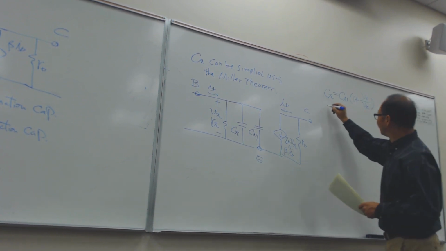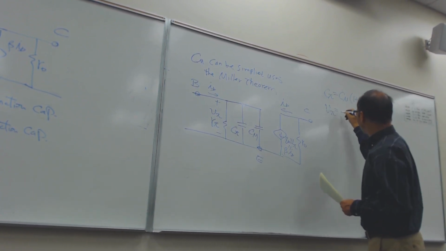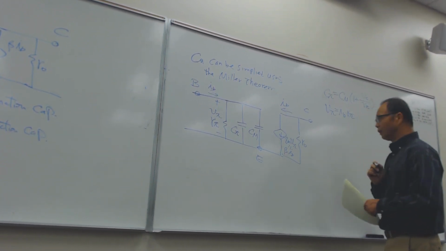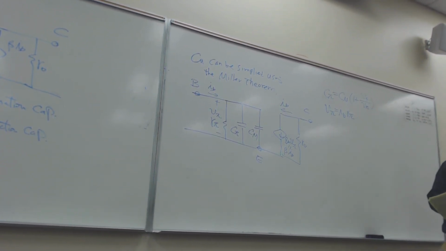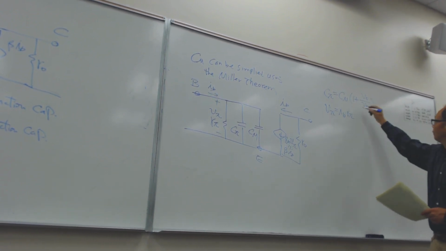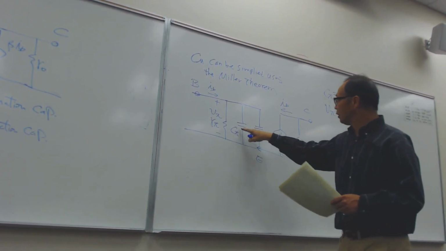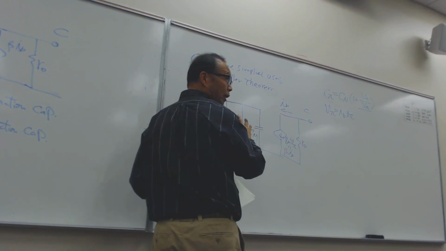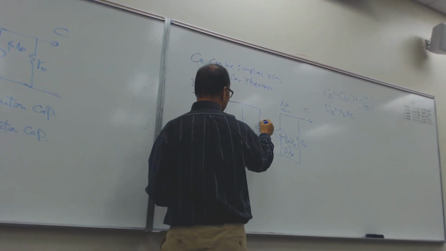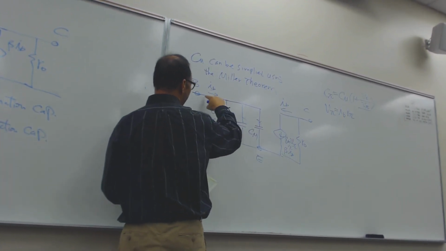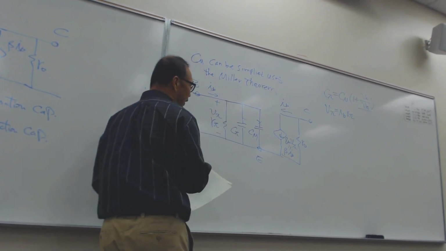I can tell you what V sub pi is, right? Because V sub pi is always equal to I sub b times R sub pi. When you try to find this, you assume the capacitors are ideal, so this is open, this is open. So V sub pi is always I sub b times R sub pi.